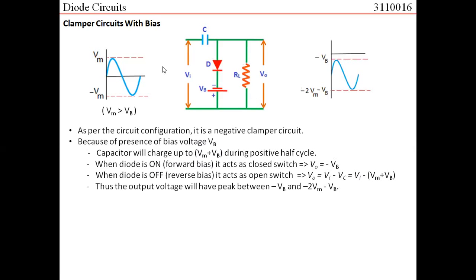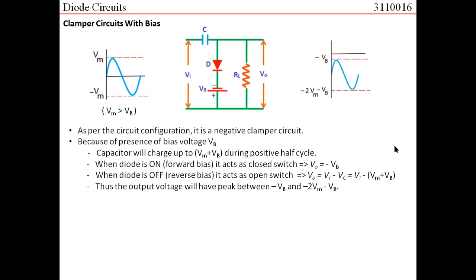So if you try to sketch the output waveform, when the input voltage is 0, your voltage is minus (Vm plus Vb). When the input voltage has a peak of Vm, you substitute Vm here, so Vm gets cancelled. What you would get would be minus Vb. Similarly, when the input voltage has a negative peak at minus Vm, you substitute minus Vm here: minus Vm minus Vm minus Vb. So the value would be minus 2Vm minus Vb.